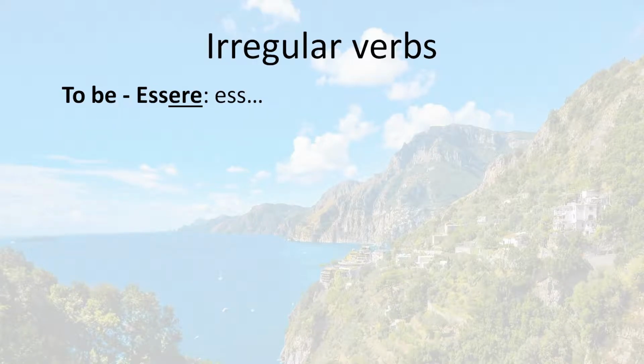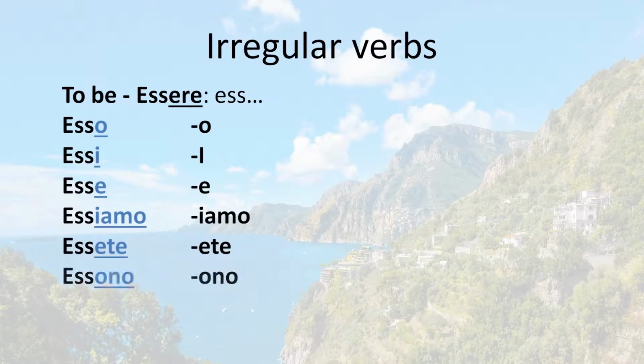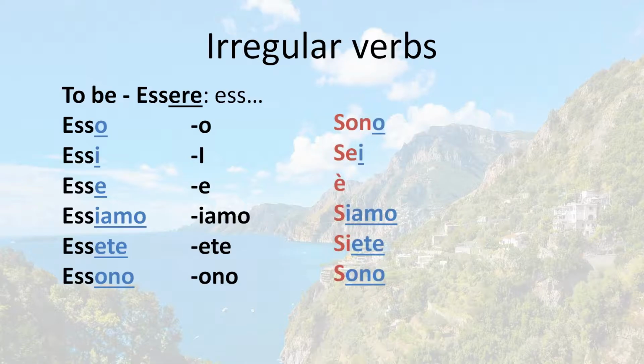Now let's do the same with essere, to be. Take away the ere, es. Esso, essi, esse, essiamo, essete, esseno. The problem is that these are wrong. The conjugations are actually sono, sei, è, siamo, siete, sono. So you just have to remember these forms.